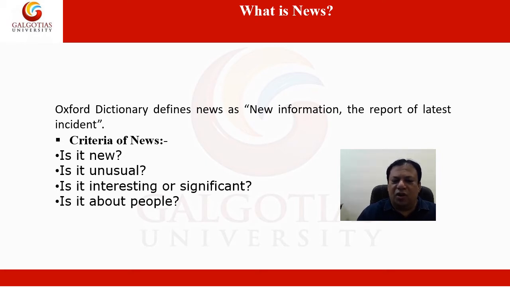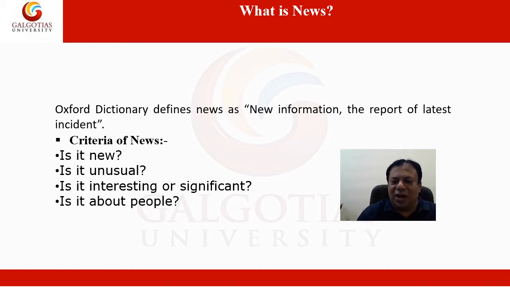According to the Oxford Dictionary, new information, the report of the latest incident, is called news. So it is information which is current in nature, information which has just come to us, and we have a curiosity to know about all these things. If we are going to make any criteria, then definitely the first criterion is that it's new in nature. If it is obsolete or not new, then it will not qualify in the parameters of news.